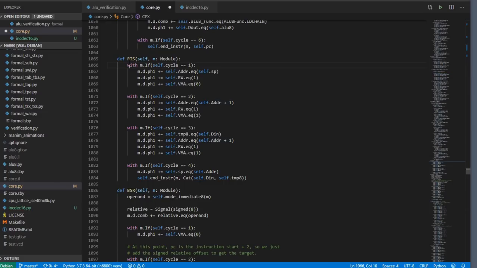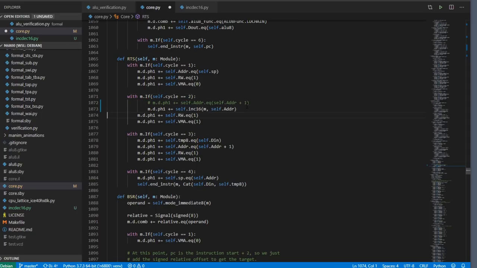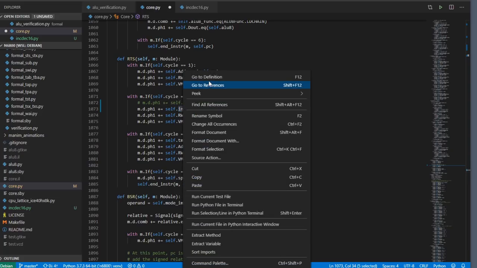So here's our RTS instruction, and we can see that there are two address increments in here. So what I'd like to do is replace this with something like this. So this is the syntax that I'd like. I want to do this on phase one to stress that this isn't combinatorial. And I want to set up the signals so that I take in the address and I give out address plus one.